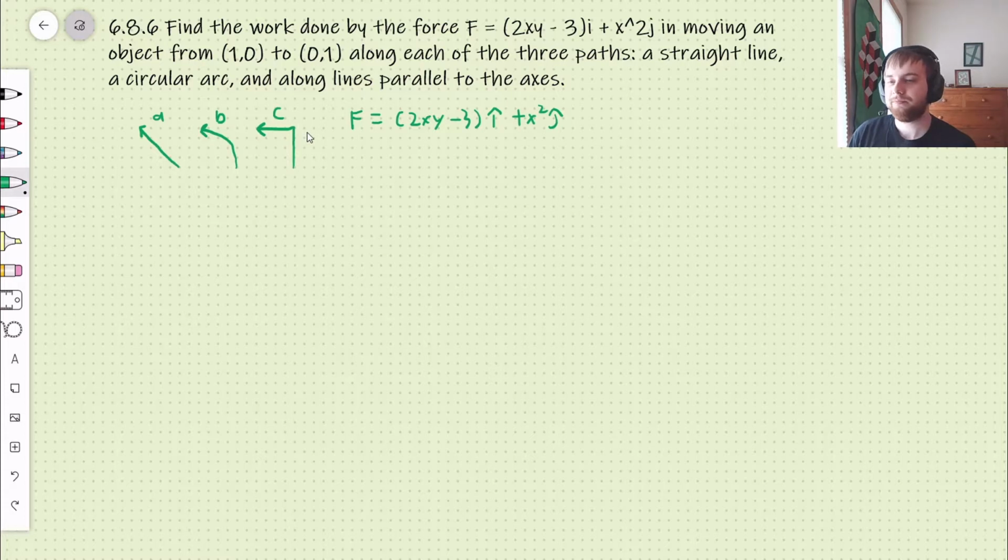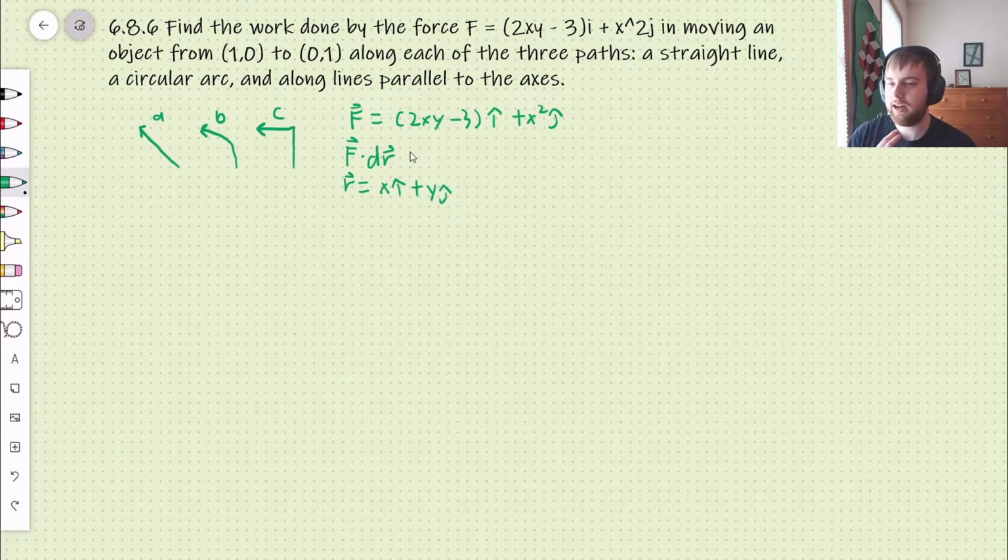To start off, we need to find our F dot dr, and remember that our r, we could give it a little vector hat there, we should give those two, is simply the vector from the origin to our point.